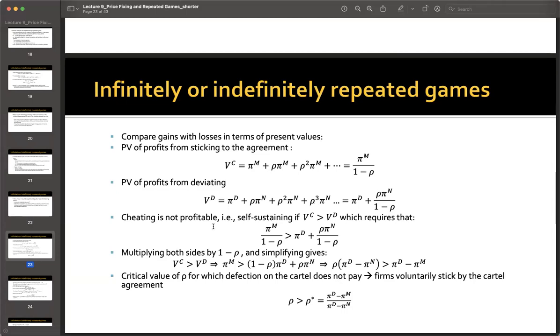Now, cheating is not profitable if VC is greater than VD. So cooperation is greater than deviation. Okay? If this is true, so again, we're just replacing VC here on the left side and VD on the right side, multiplying both sides by 1 minus rho, simplifying will give you a critical value of rho star. And what this is saying is that for any rho greater than this rho star, then firms will stick to the cartel agreement because VC is greater than VD.